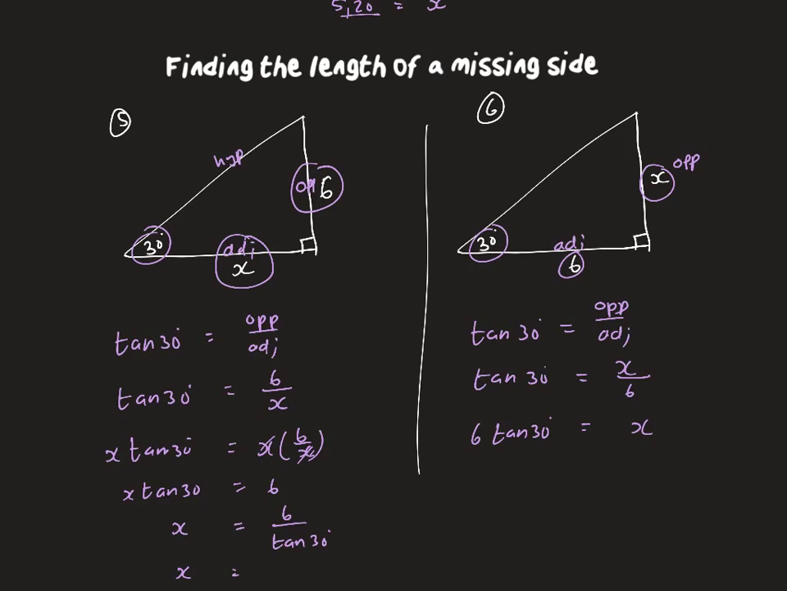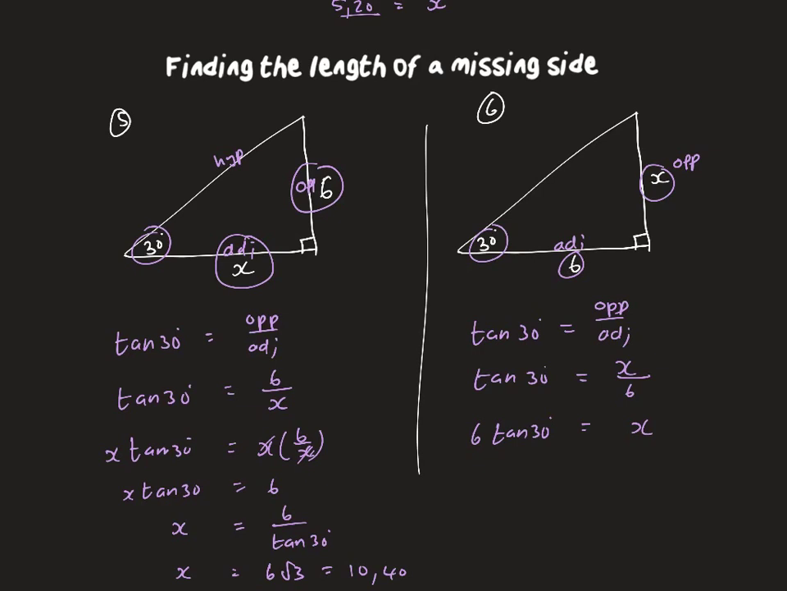So if I type in my calculator, what is 6 divided by tan of 30 degrees? Just close the bracket there. It's going to equal 6 root 3. And what is 6 root 3 equal to? You just press that S to D button. It's 10.40.